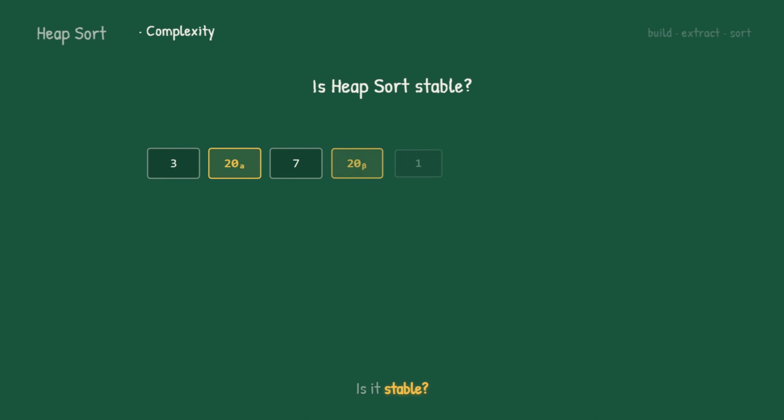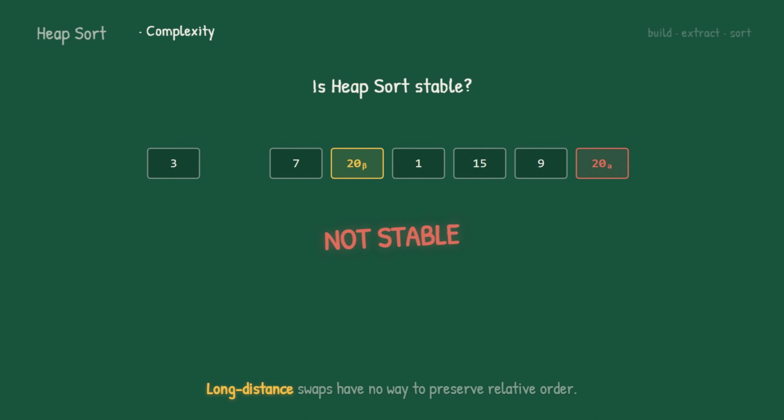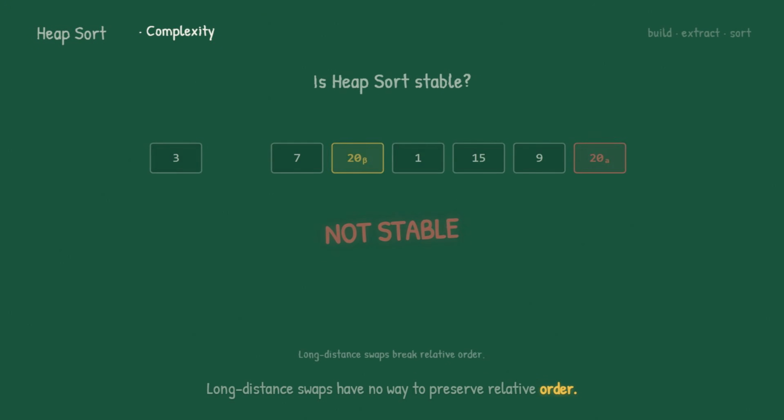Is it stable? During extraction, the root swaps with the last element. That's a long-distance jump. And that jump can scramble the order of equal values. After the swap, B comes before A. The original order? Broken. Long-distance swaps have no way to preserve relative order.